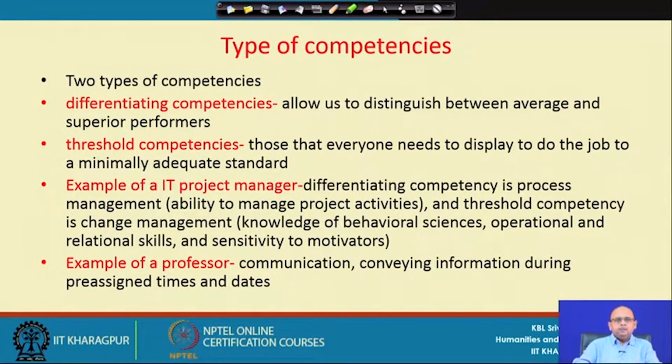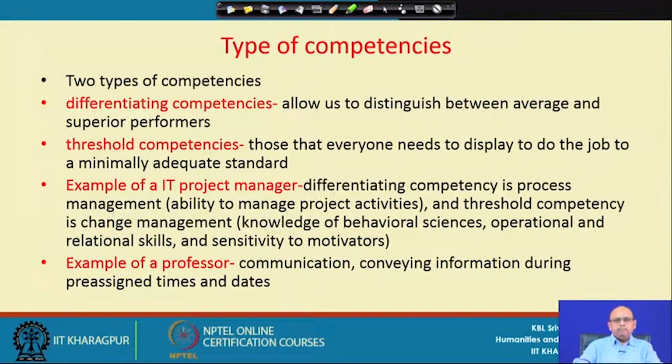For example, if you look here, I have given two examples, an IT project manager and a professor, right. In the example of the IT manager, see what the differentiating competencies are: process management, the ability to manage project activities. And the threshold competencies are change management, knowledge of behavioral science, operational skills and sensitivity to motivate, right. So, you are able to identify both: what kind of competencies would lead to standard performance and what kind would lead to superior performance. People need to have both kinds of competencies, but if you do not have differentiating competencies, probably you will not be able to perform well.